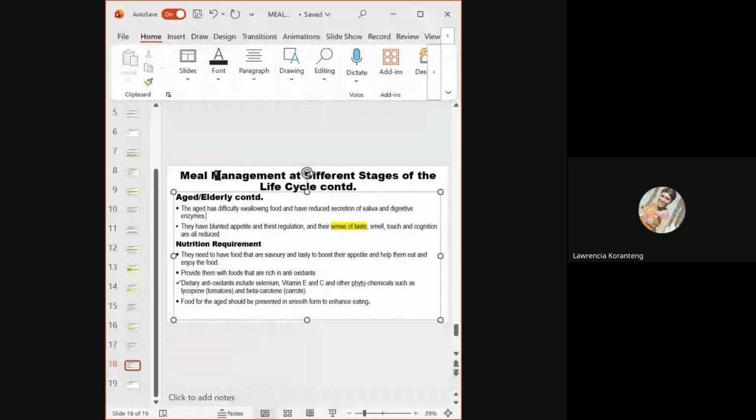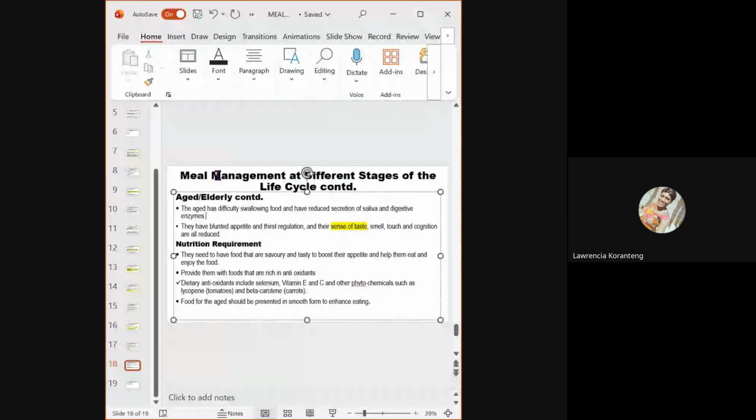Provide them with foods that are rich in antioxidants. Yes, I said it earlier, make sure that they have a lot of food with selenium, vitamin E, vitamin C, and such phytochemicals like lycopene, carotene, beta carotene. I've talked about it. Make sure that their food contains these vitamins to help them because of the oxidative stress that is on them. The food for the aged should be presented in smooth form to enhance eating.